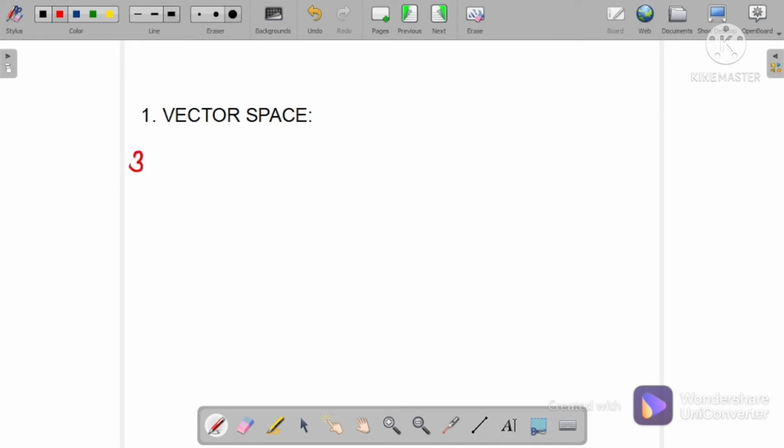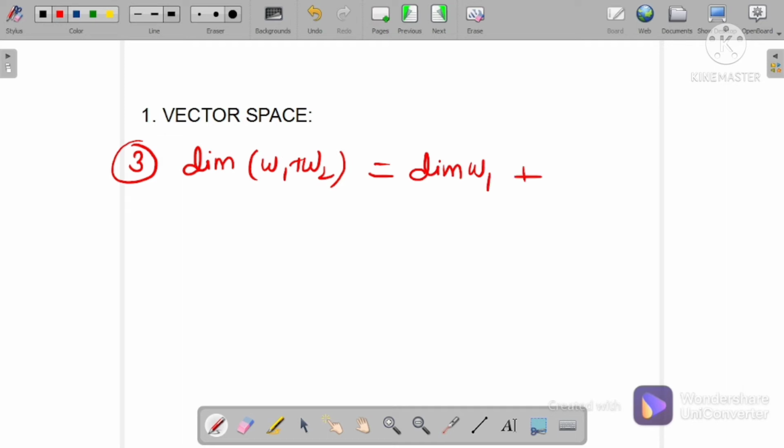Now the third result is: the dimension of W1 plus W2 is equal to the dimension of W1 plus the dimension of W2 minus the dimension of W1 intersection W2. See, the intersection of any number of subspaces is again a subspace of vector space V.